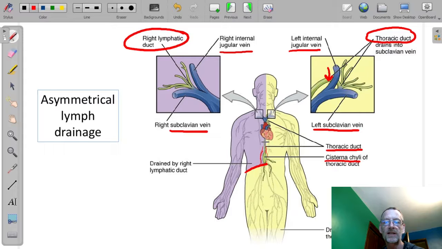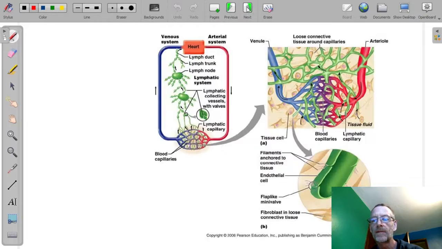So the two ducts you need to keep track of are the right lymphatic duct and the thoracic duct for drainage of lymph from those regions of the body. And this illustration gets back to the idea of capillary exchange that we looked at earlier, and you should be fairly familiar with it.